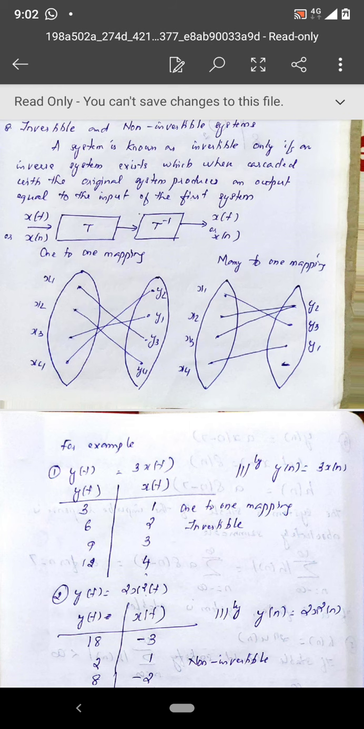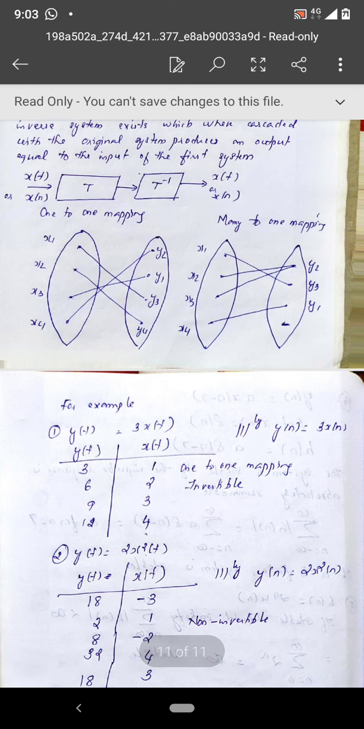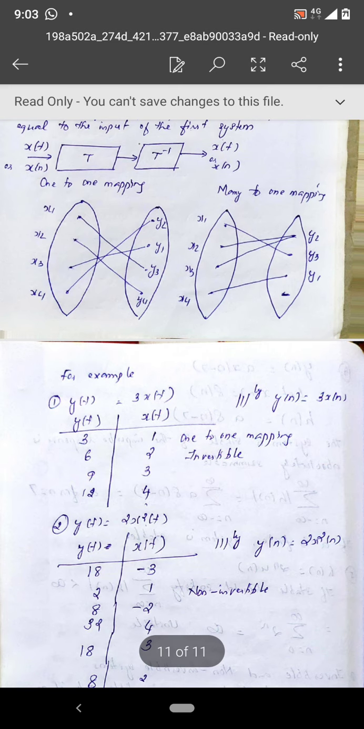So what is many-to-one mapping? You can see that the inputs x2 as well as x3 correspond to the same output y2. That is, two inputs correspond to one single output, y2. That is, many inputs correspond to one output, that is many-to-one mapping. Okay, so in a simple sense, a system following one-to-one mapping is an invertible system. A system following many-to-one mapping is a non-invertible system.